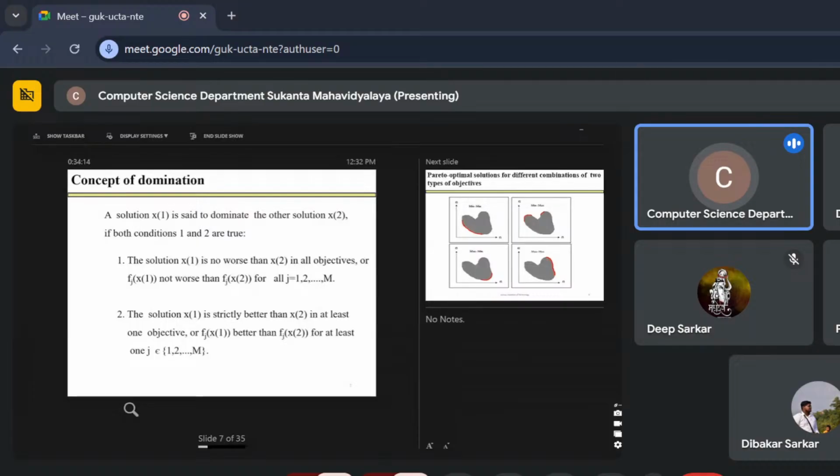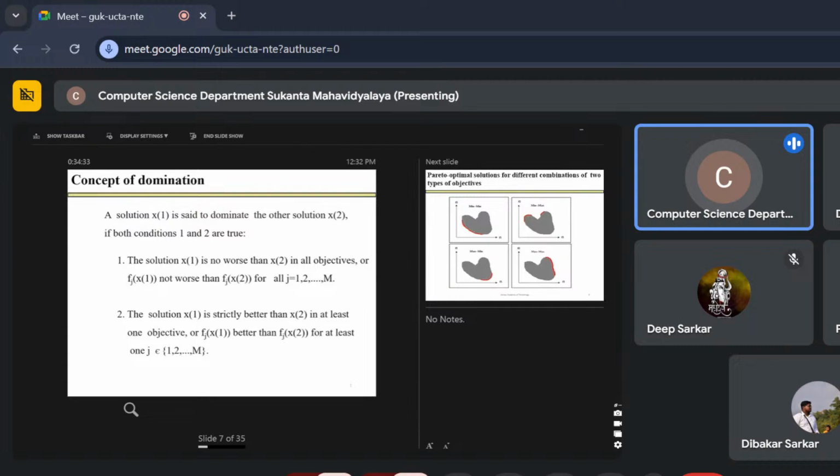The way out is to formally define dominance in the higher dimension case. That is what we are about to do. Is the background clear? I hope it is. Okay.